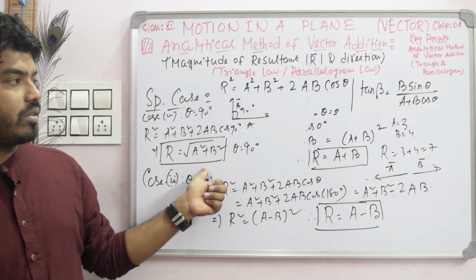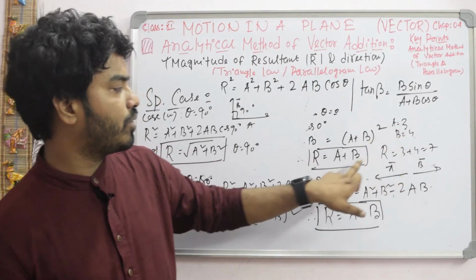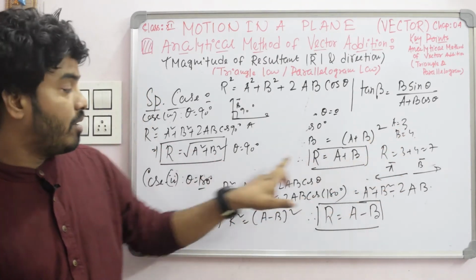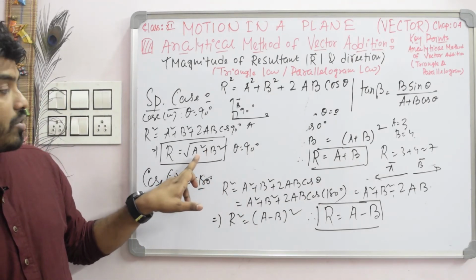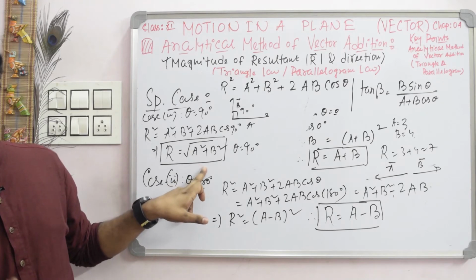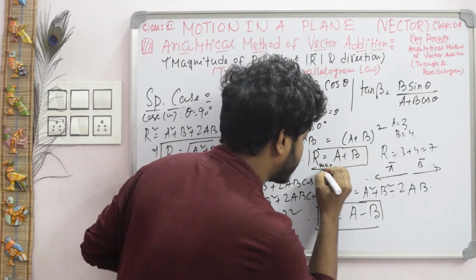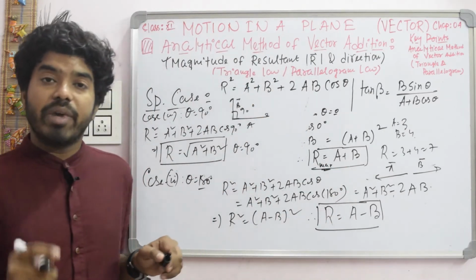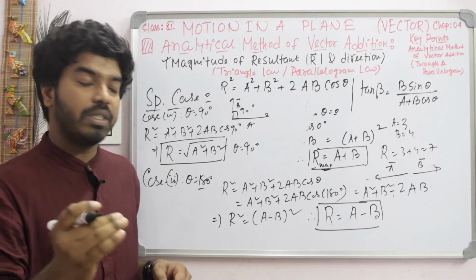Take one example. Suppose A is 3 and B is 4. So this one gives 3 plus 4, that is 7. But here 3 square, that is 9, plus 4 square, that is 16, gives 25. Root under 25 means 5. So obviously 7 is the maximum resultant. So when does the maximum resultant happen? When theta is equal to 0 degree. When does the minimum resultant happen?